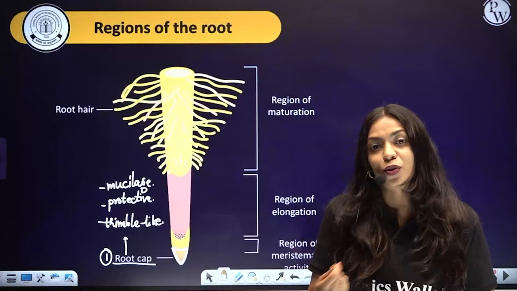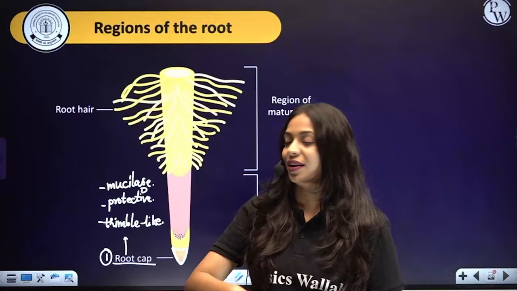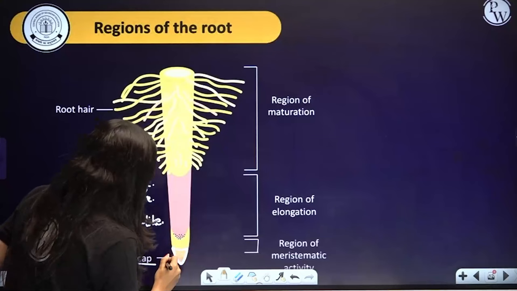Apart from that, it's also believed that it is the root cap that perceives gravity and grows towards the soil. So that's about the root cap. Now the next region above the root cap is this region. Let me use a different color. Just a minute.